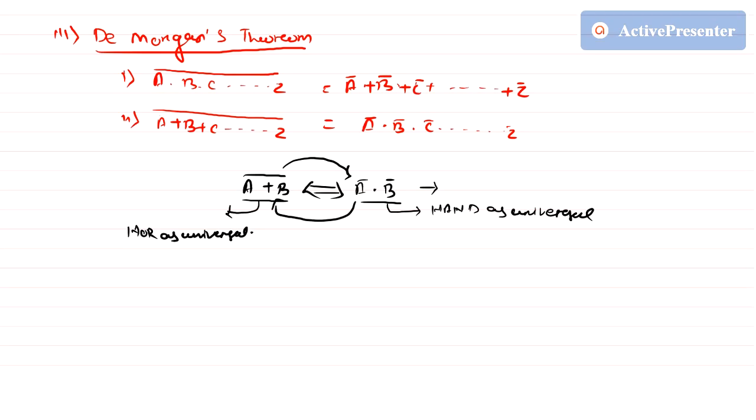So I'll give you a question. Suppose a function is given: (x + y' + z) whole into x'y'. Find the dual.